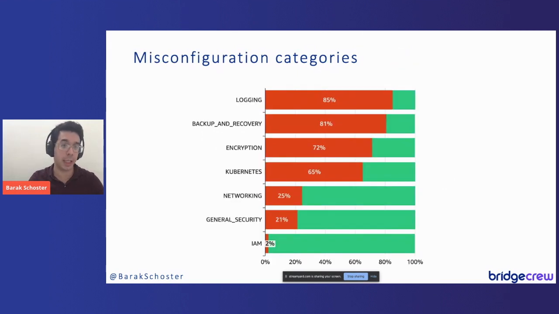And what are the kinds of misconfigurations? So most of them, and the top issue, is the lack of logging and auditing. And that means that your security team really lacks the visibility to the infrastructure that is in the cloud. Backup and recovery is really a reliability issue of what would happen in case something bad happens.